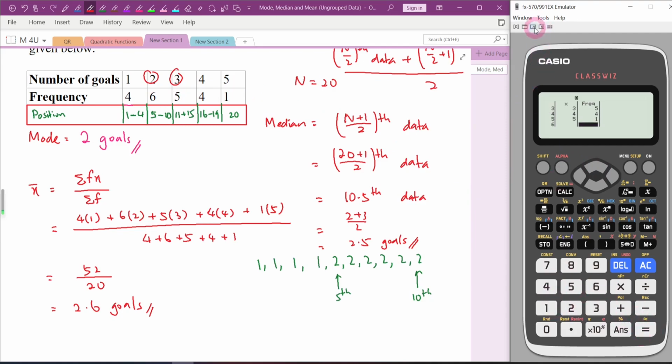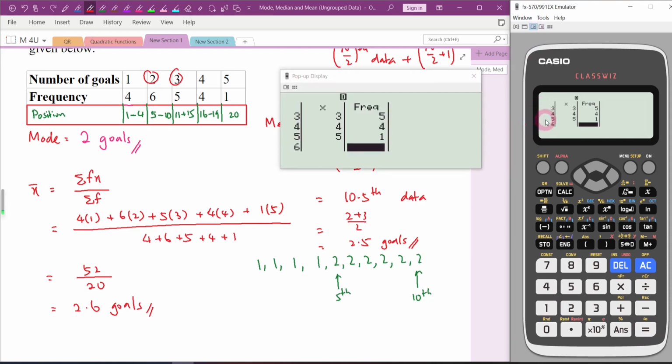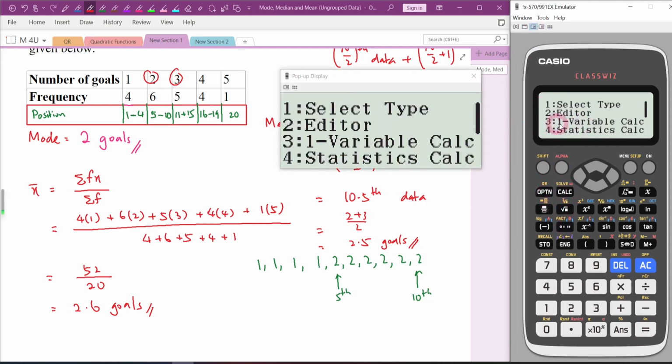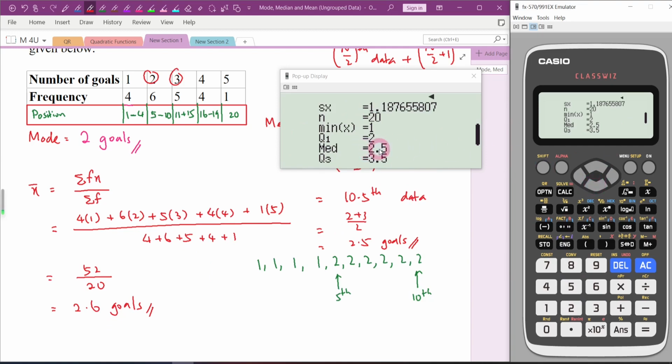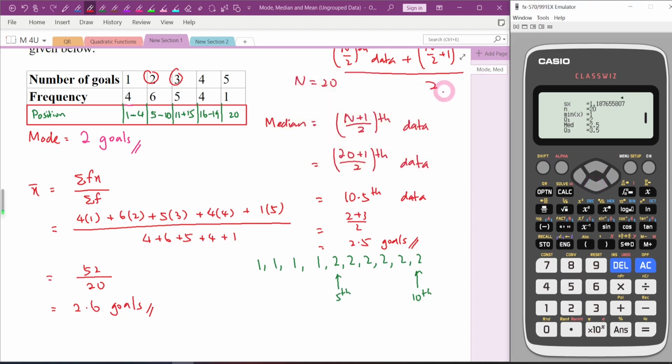Okay, let me enlarge it. Now, option, still same thing, one variable calculation. The mean is equal to 2.6, correct? And the median, let's see the median, is equal to 2.5. Okay, so this is how we determine the mean, mode, median, and how we use our calculator to help us check the answer for median and mean. That's all for this video. See you next time. Thanks for watching.